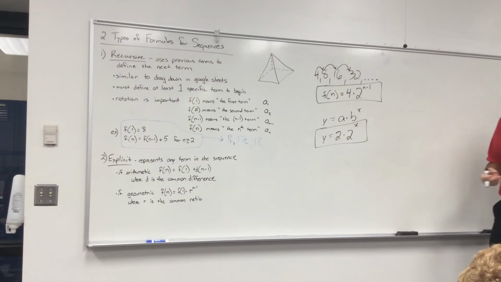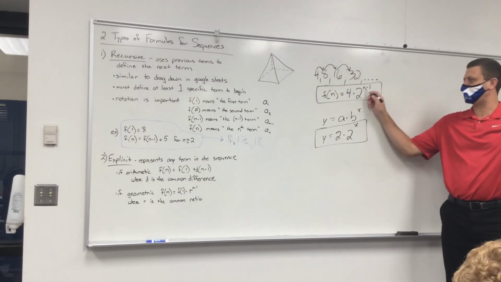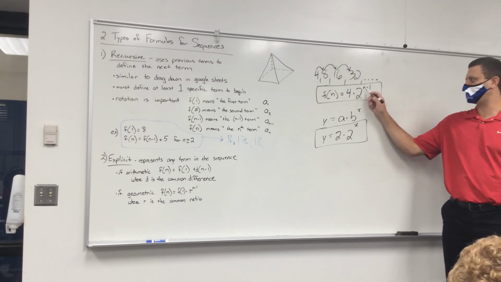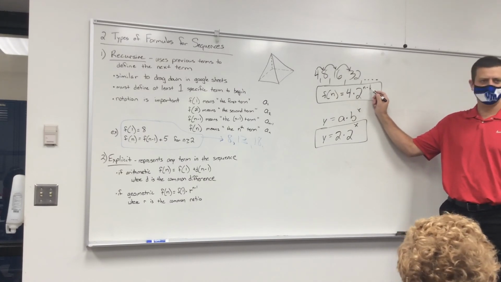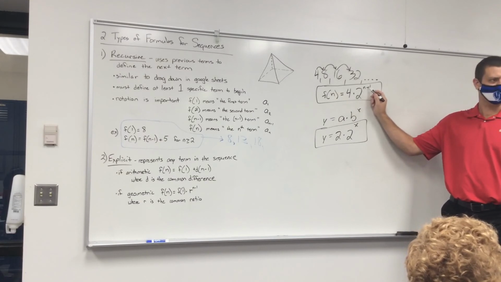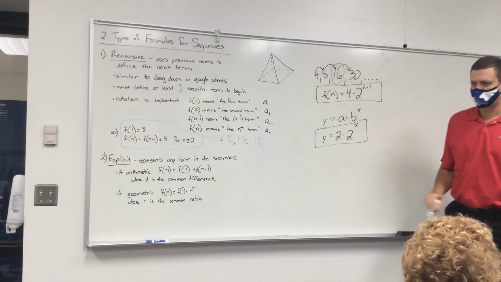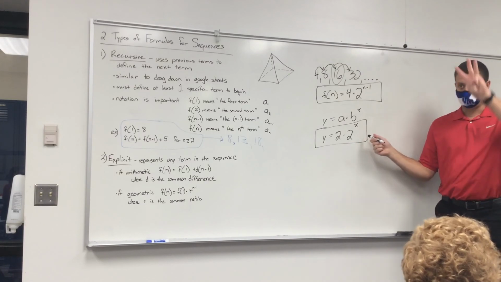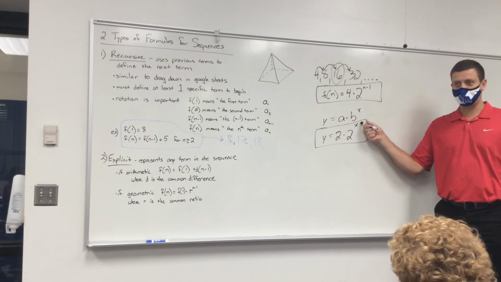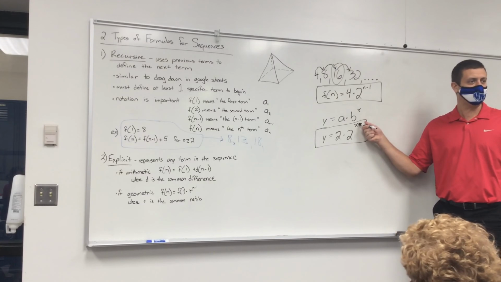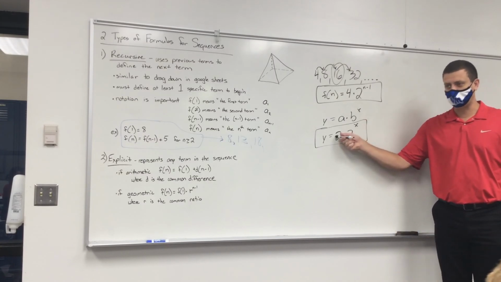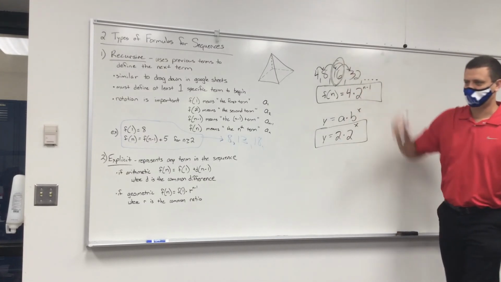Okay? Let's say we want to find the third term. To find the third term, we'd have to plug in the number 3, right? Help me with mental math. What's 3 minus 1? 2. What's 2 to the second power? 4 times 4. 16. We got it. Let's try this one. We want to find the third term. Let's plug in a 3 for x. What's 2 to the third power? Times 2. We still got it.